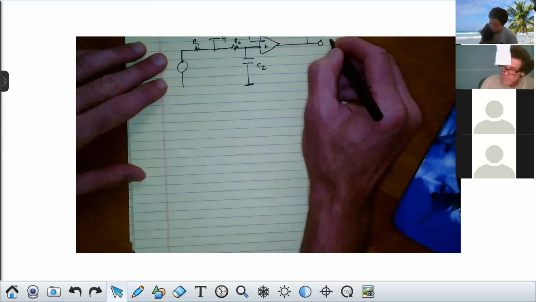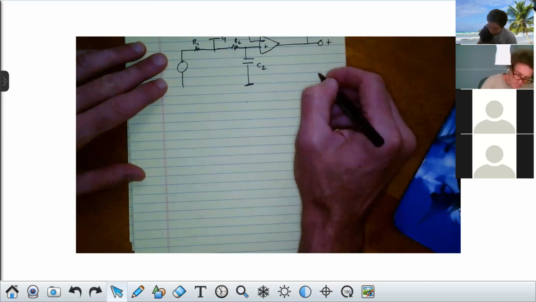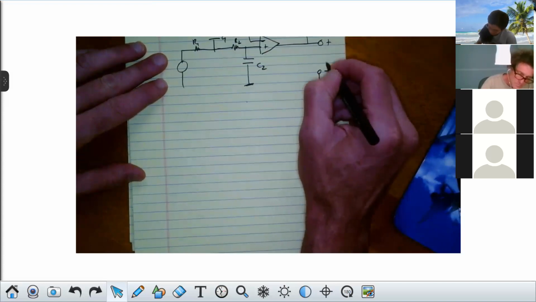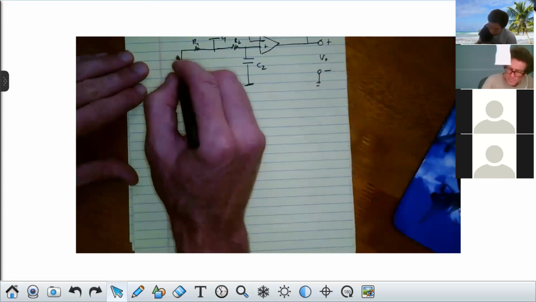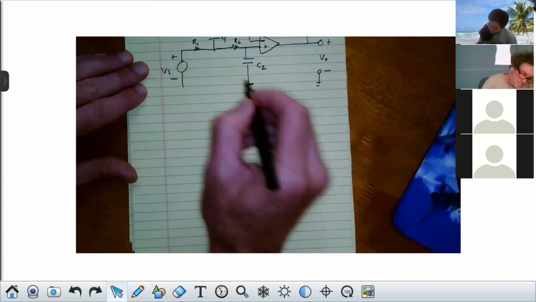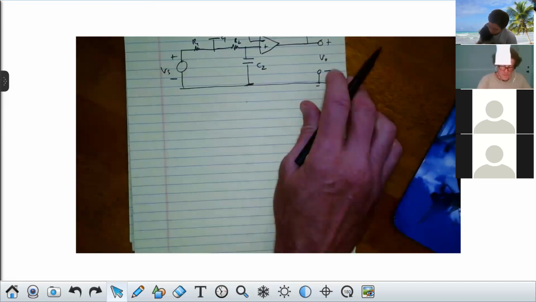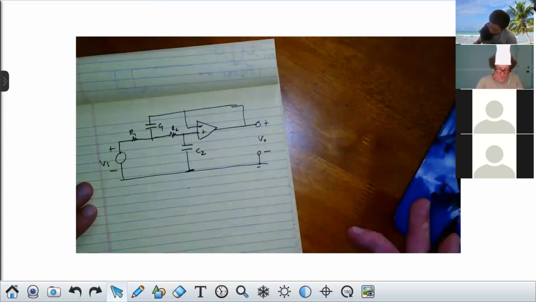And this is your output, right? Yes, sir. And this is the input V source. All those grounds are tied together. A lot of ways to do this.